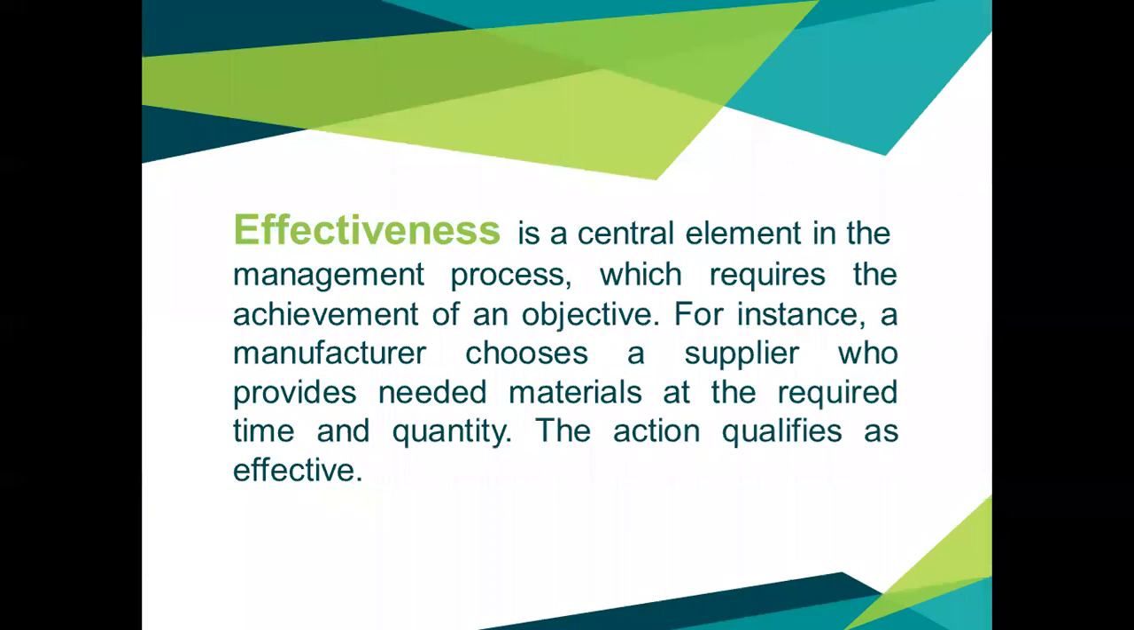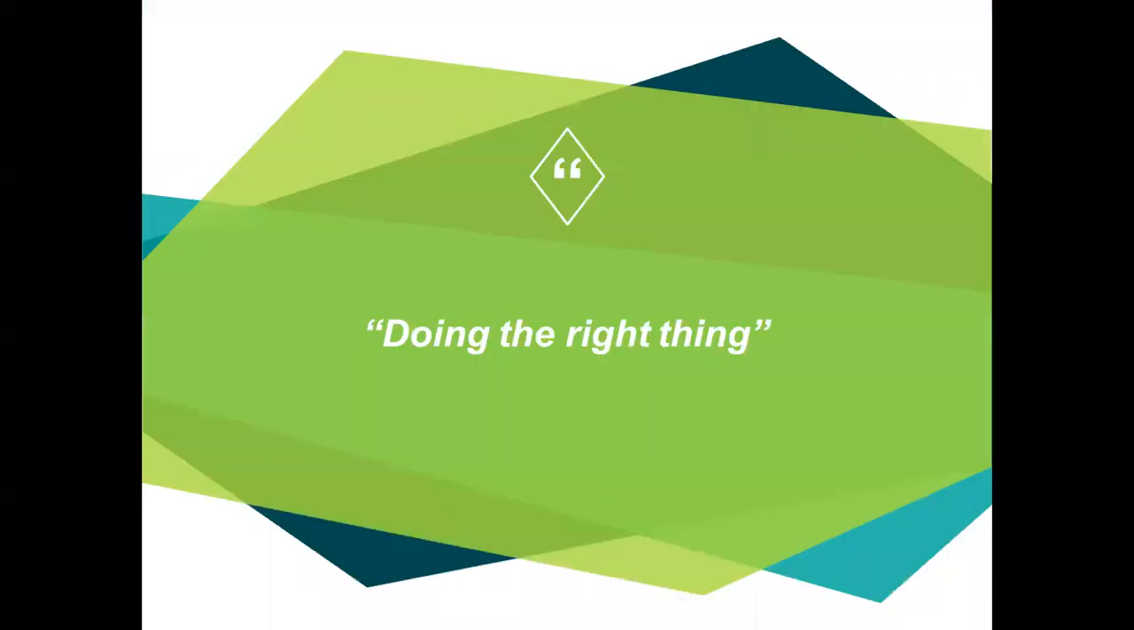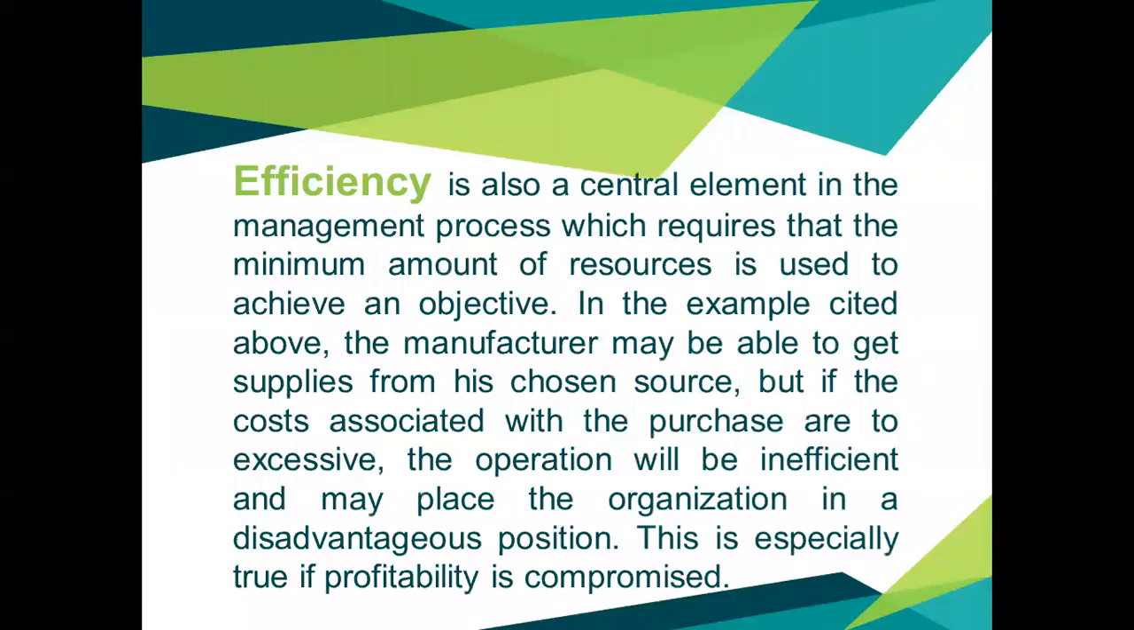Now let's try to define effectiveness. Effectiveness is a central element in the management process, which requires the achievement of an objective. For instance, a manufacturer chooses a supplier who provides needed materials at the required time and quantity. The action qualifies as effective. In other words, you can say that effectiveness is doing the right thing.